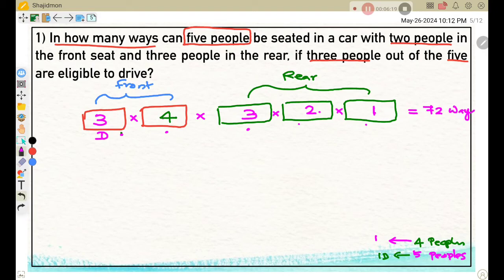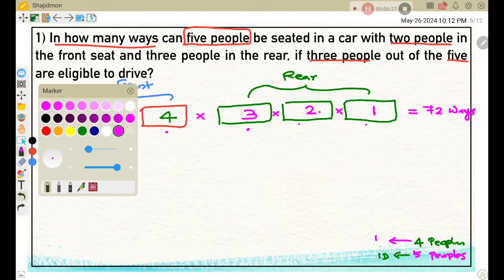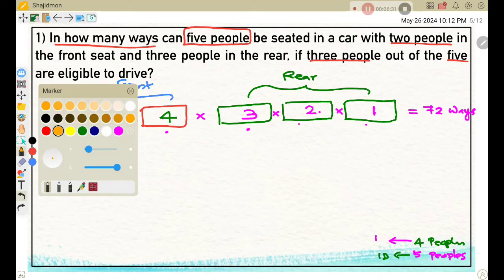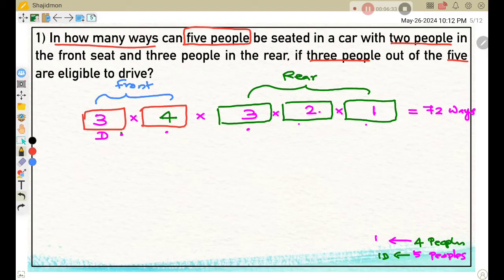How many ways can we sit? 72 ways they can sit inside the car, under the restriction that only 3 people are eligible to drive. In the driver seat, only 3 possibilities. So this is our question here, the first question. I hope you understood this one.